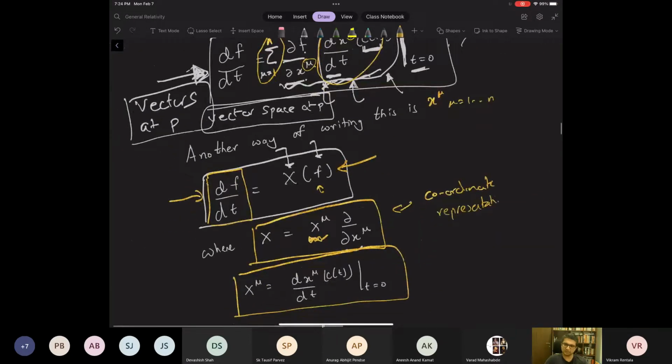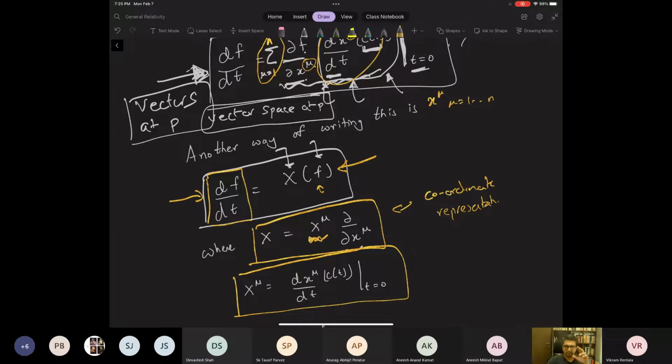I hope this is clear. Any questions about this? Sir, can we try to correlate this to the del, I mean the del sort of 4 vector that we had in special relativity? I mean the partial derivative term. Can we? I suppose we can. I'm not very clear about how, but I think we should be able to do something like that. Is that correct? Yeah.